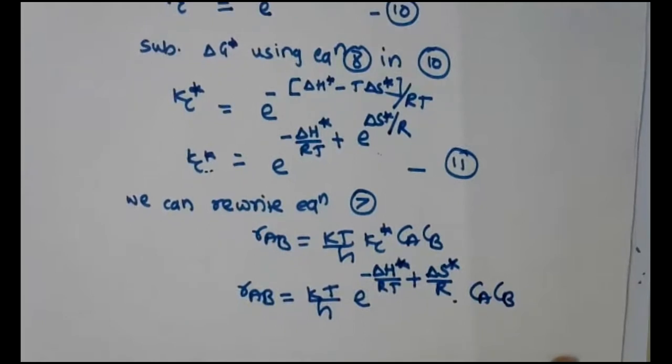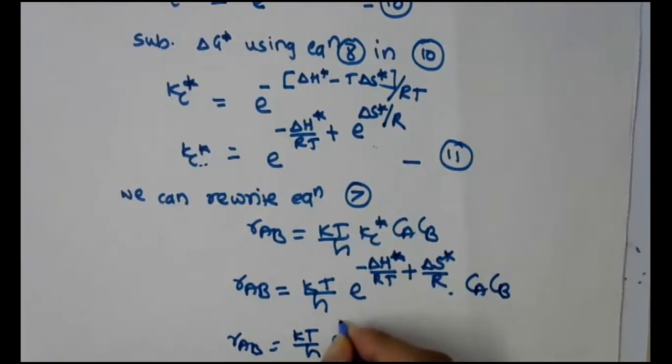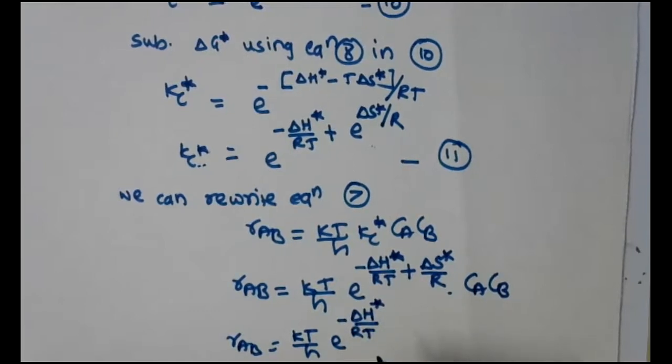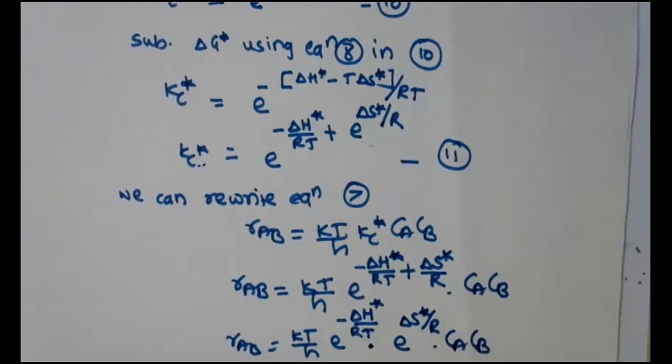Means I can rewrite this as RAB. I'm doing it step by step. You may say, sir, you could have written it earlier also, but I just want to avoid the confusion. So even though the steps are increasing, I am trying to write in a step by step manner. e raised to minus delta H star by RT into e raised to delta S star by R into CACB, right?